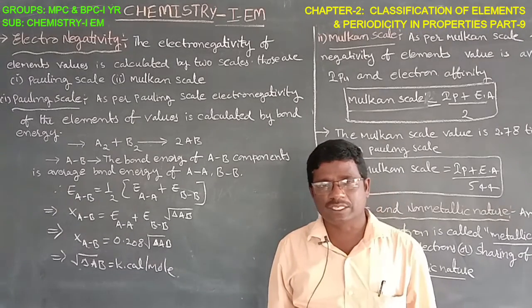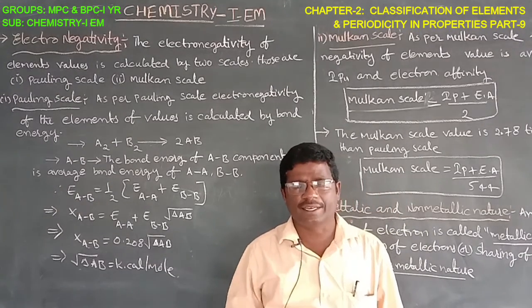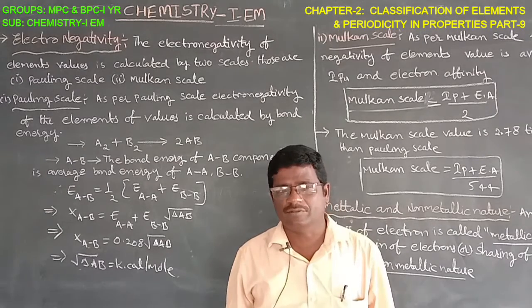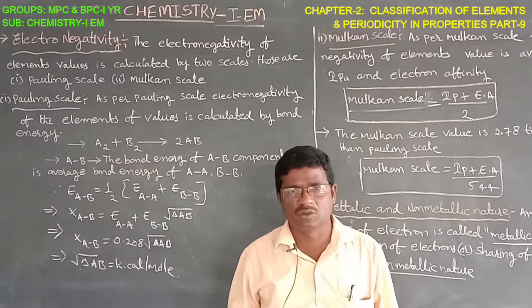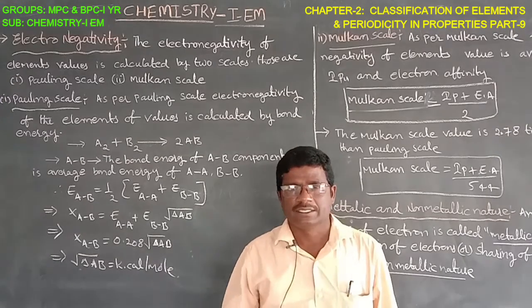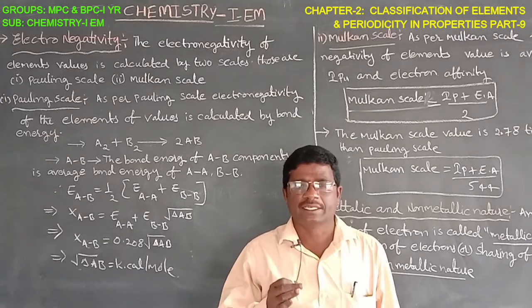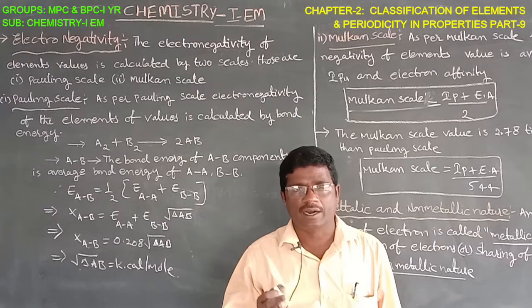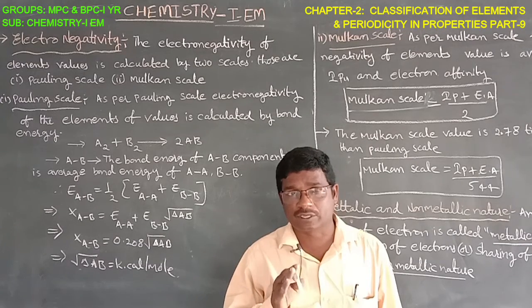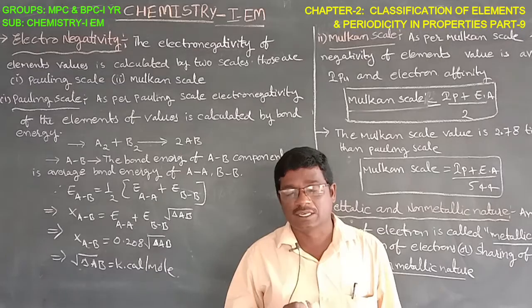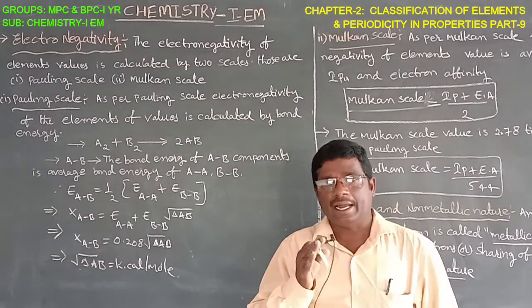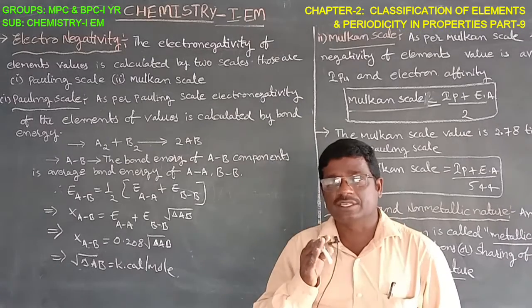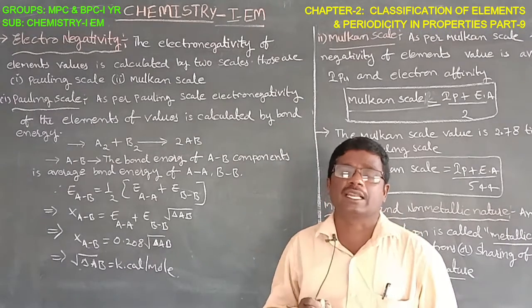But what is electronegativity? The tendency of any atom to gain electrons in its molecule is called electronegativity. The tendency of an atom to gain or add an electron, forming a negative charge or anion, is electronegativity.